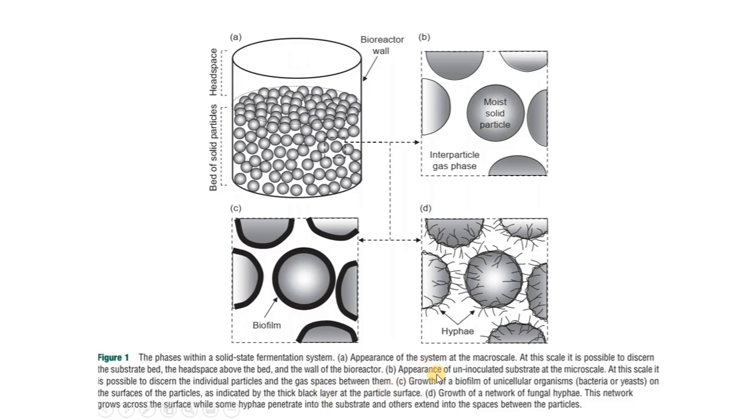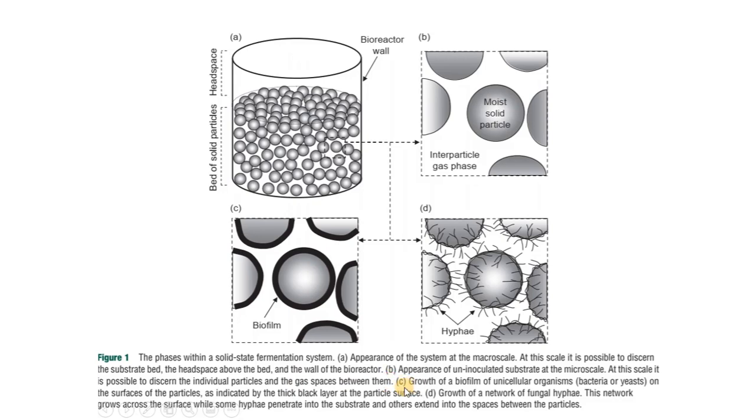Next is B, the appearance of an inoculated substrate at the microscopic scale. If you look at a substrate particle using a microscope, you can see a moist solid particle, and the space around the particle is called the interparticle gas phase. This is now ready for inoculation of microorganisms. At this scale, it is possible to discern the individual particles and the gas phase between them.